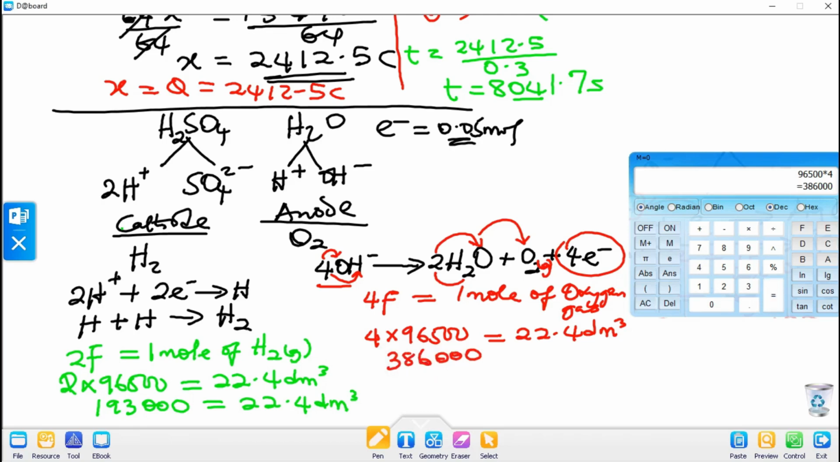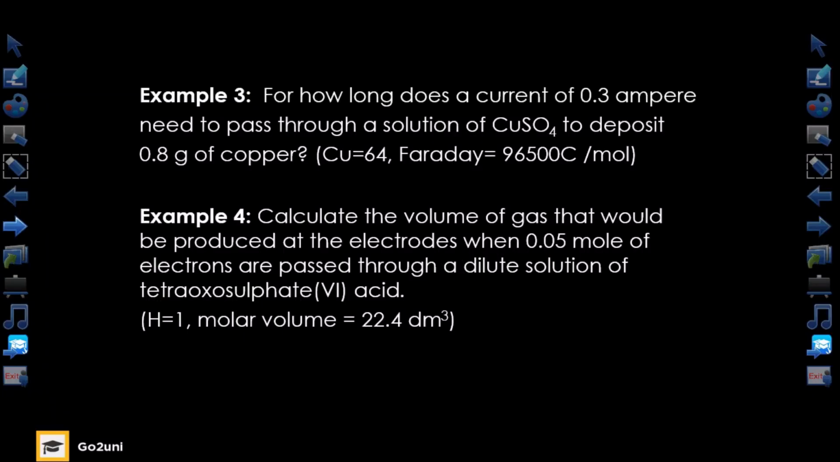386,000 coulombs has led to the liberation of 22.4 dm cube of oxygen gas. But 193,000 coulombs of this charge has led to the liberation of 22.4 dm cube of hydrogen gas. But we are told that the quantity of electricity, or rather the mole of electrons that was passed, is 0.05 moles.